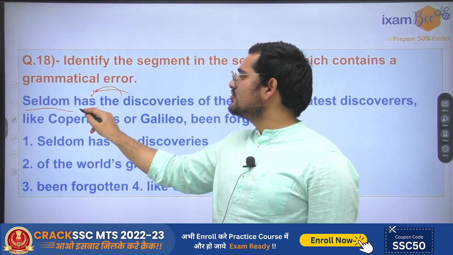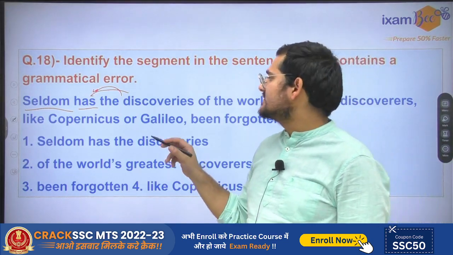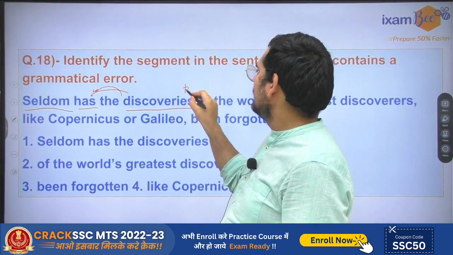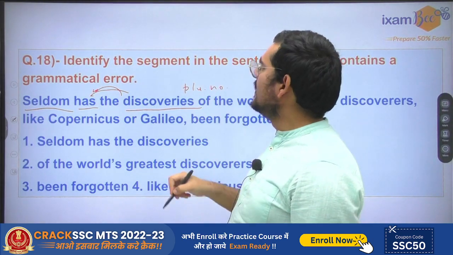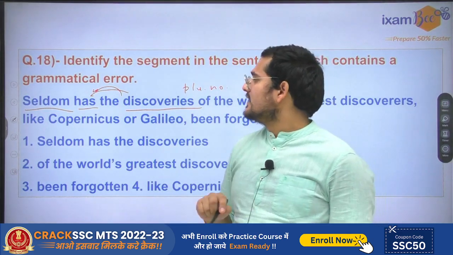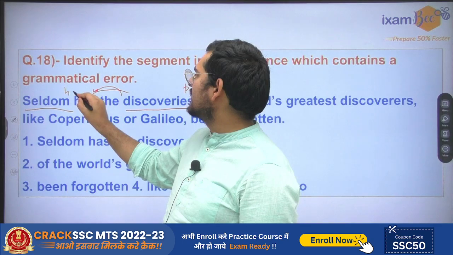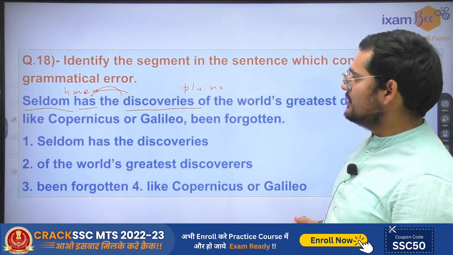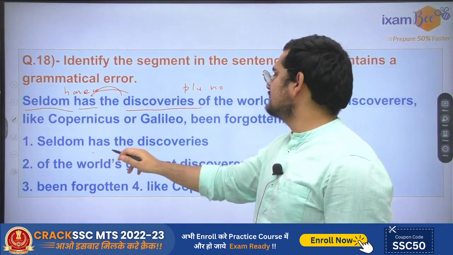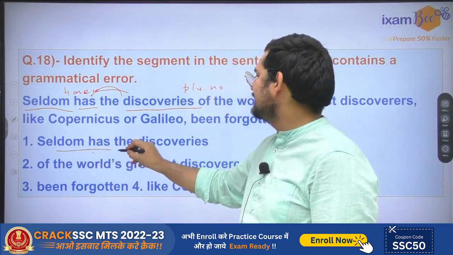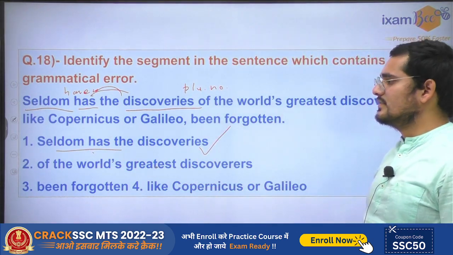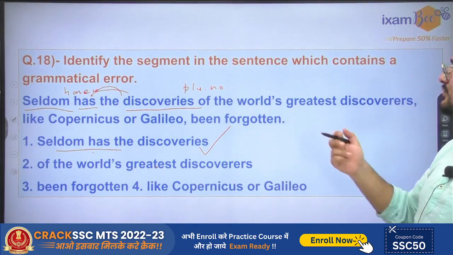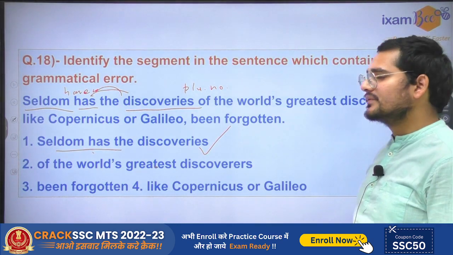But the verb which is used is actually wrong. If you see what it refers to, the noun discoveries, it is a plural noun. So according to subject-verb concord, the verb should also be plural. So it should have been "have", but here it is "has". So the error would be in "seldom has the discoveries". This would be the erroneous part. So the correct option would be 1. The rest of the options, we don't need to bring any modification in them because those are correct.